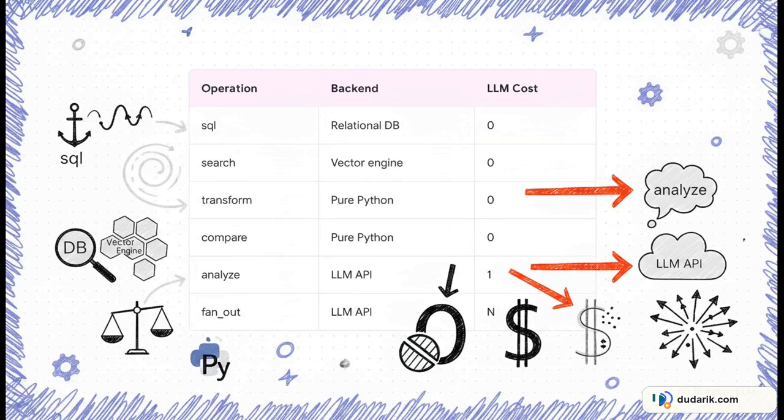It's only the analyze and fan-out steps that actually hit the pricey LLM API. So if a question can be answered with a quick SQL query and a Python transform, the system just does it.